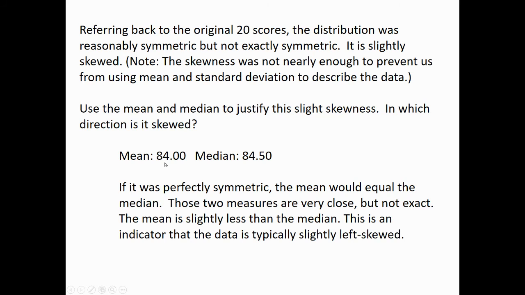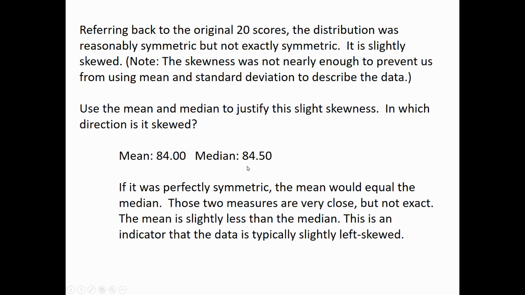The mean is 84. The median is 84.5. If you have a perfectly symmetric distribution, those two numbers would be the same. If it was perfectly symmetric, the mean would equal the median. Those two measures are very close, but not exact. The mean is slightly less than the median. This is an indicator that the data is typically skewed left.